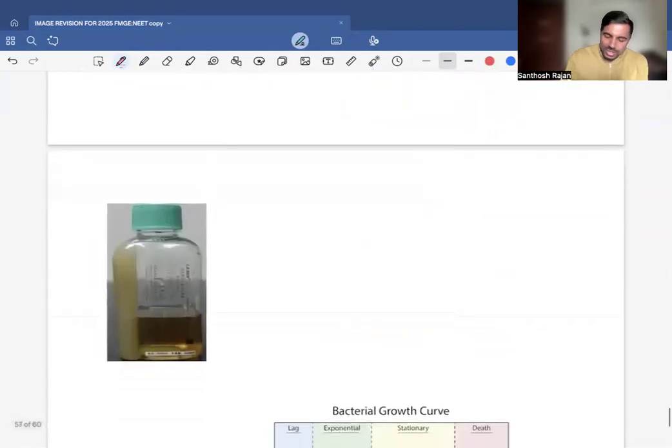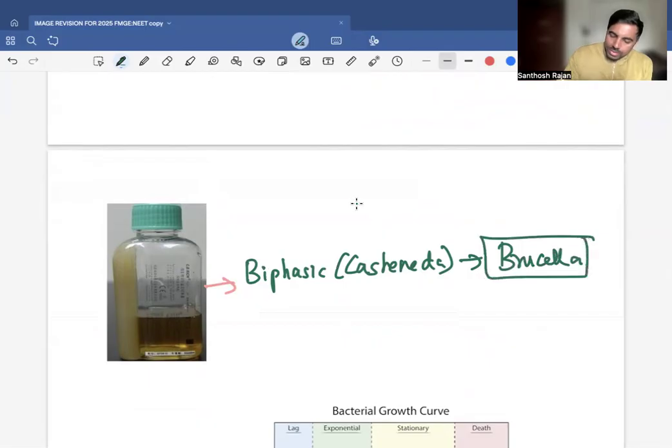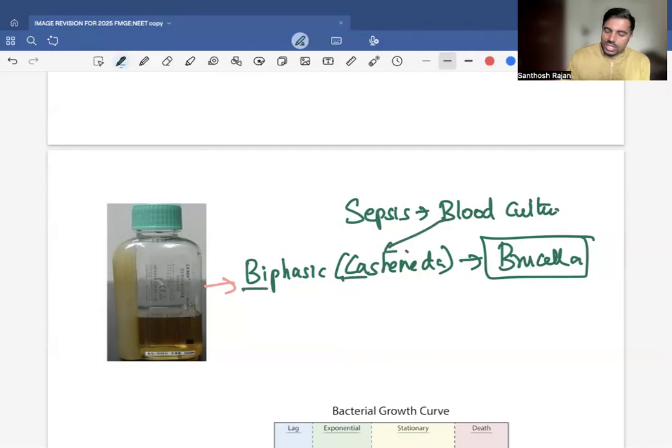You know that this is a biphasic media for blood agar. We call it Castaneda. Usually we go for Brucella, but if you suspect any sepsis, the blood culture you can put in the biphasic media, which is called Castaneda. This is biphasic. So you see a liquid media and you see a solid media. That's all, very, very simple.